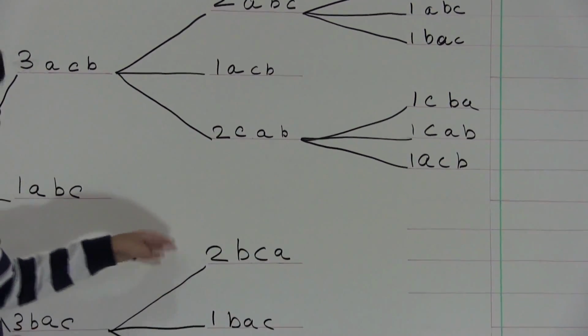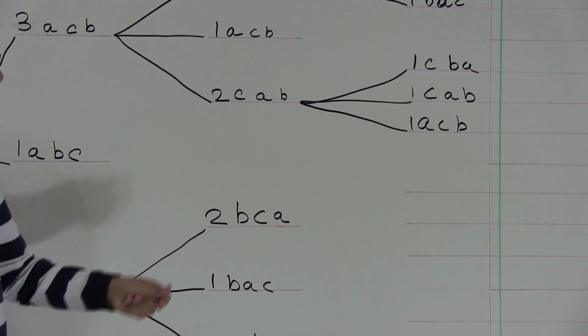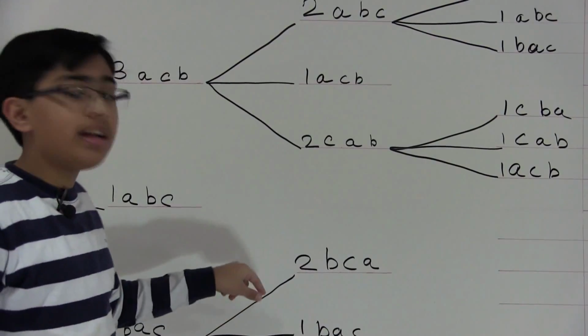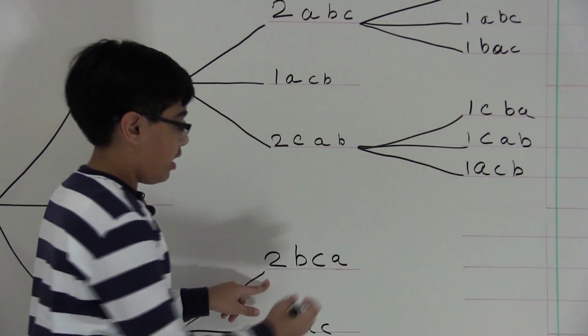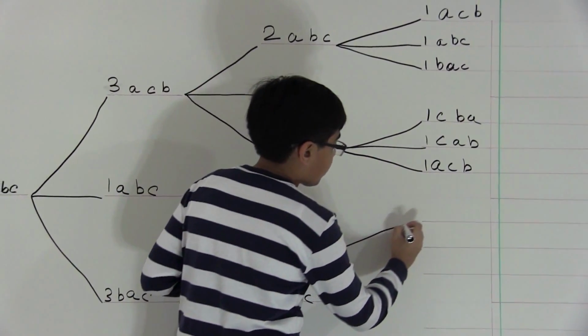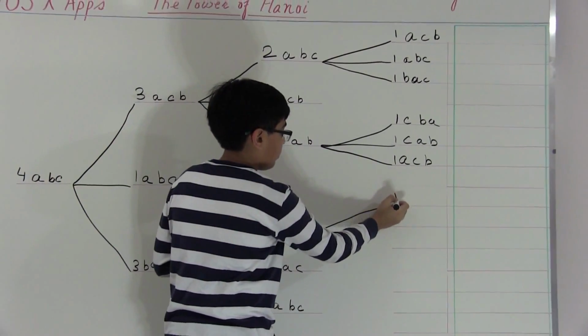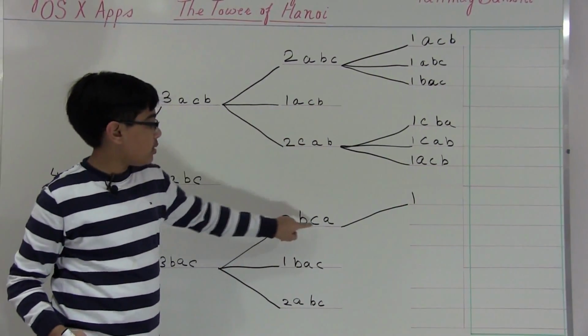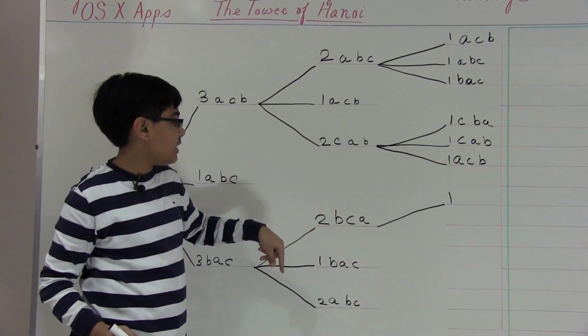Next, we're going to solve this one, and we'll be done. Okay, so 2BCA, 2 minus 1, that's 1. So we know the number of disks for this first child node will be 1. Then we know C and A flipped will be AC, so BAC.